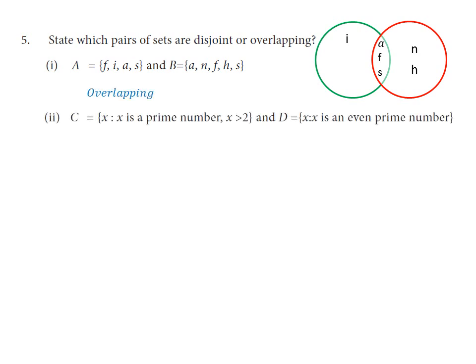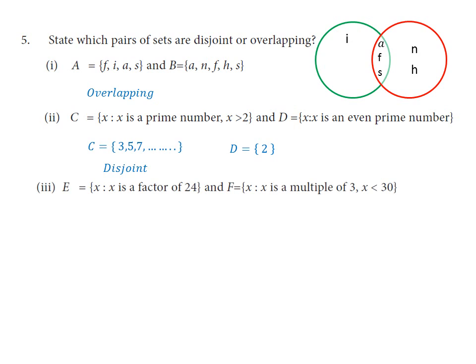Next one, C is equal to the set of all x such that x is a prime number, x greater than 2. And D is equal to the set of all x such that x is an even prime number. So C is the prime numbers greater than 2. We have to start from 3, 5, 7, and it goes on. And next, only one even prime number we have, that is 2. So D contains only one element. So there are no common elements. These C and D sets are disjoint.